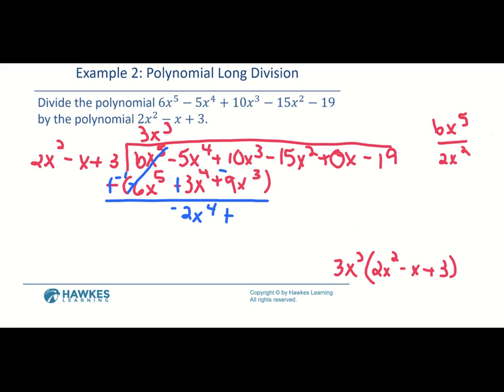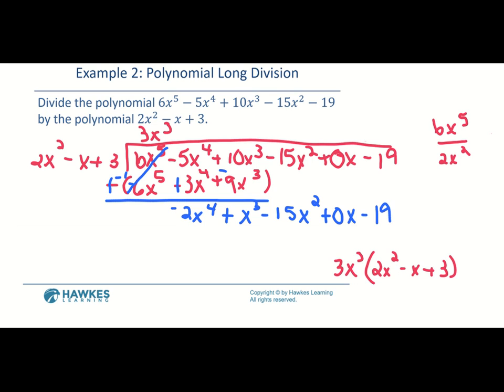plus 10x cubed minus 9x cubed will leave us with an x cubed. And then we can bring down the rest of the problem. We don't have to bring it all down, but we'll bring down the negative 15x squared. We'll just go ahead and bring it all down. Plus 0x minus 19. All right, now we're going to divide.